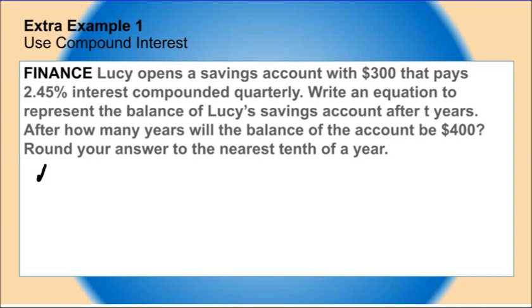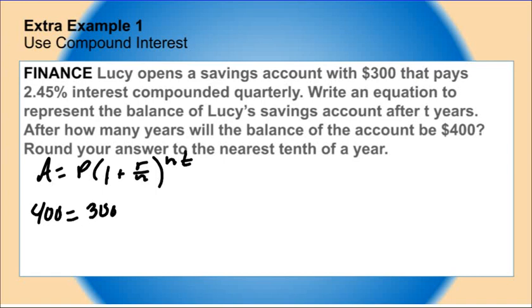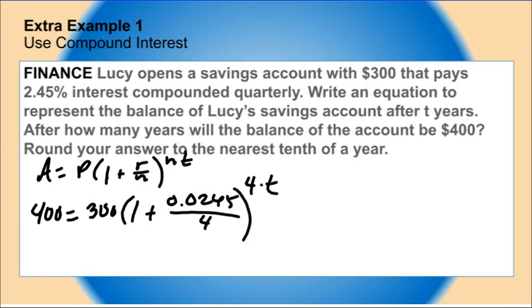So again, we're using A equals P times 1 plus the rate divided by N, raised to the NT power. Our account balance needs to be 400. The initial amount is 300 times 1 plus the rate as a decimal, 0.0245. And it says compounded quarterly, which means 4 times a year, raised to the 4 times the t. We don't know t. We're trying to find the number of years it would be.